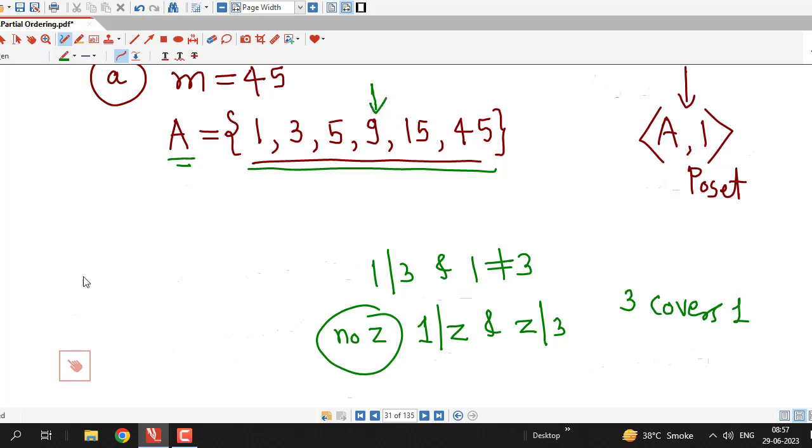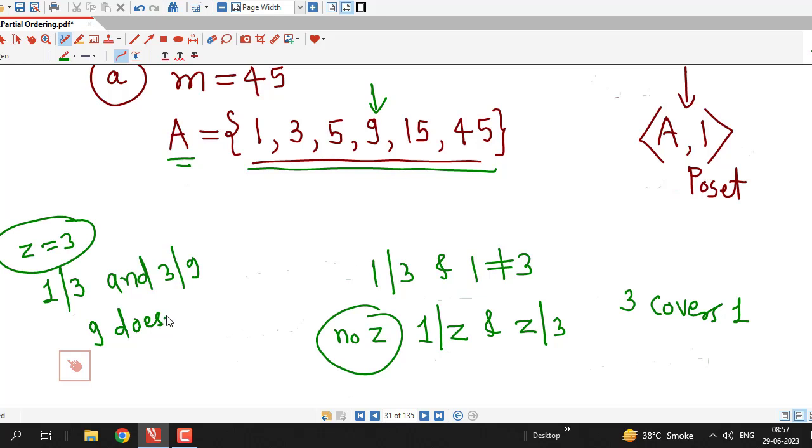If I talk about 1 and 9, then 9 is not a cover of 1 because there is 3 in set A such that 1 divides 3 and 3 divides 9. Here z is 3. So 9 does not cover 1 because there is an element 3 in the given set A such that 1 divides 3 and 3 divides 9. Therefore 9 does not cover 1. 3 is related to 9 and 3 is different from 9, but 9 is not a cover of 3 in this sense, so we will not join 3 and 9 by line.